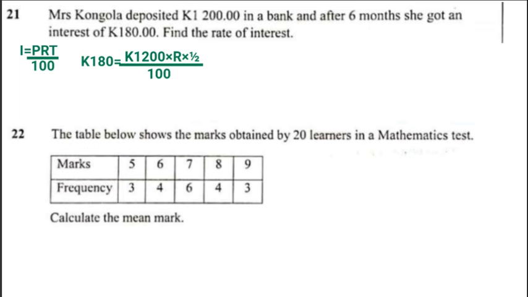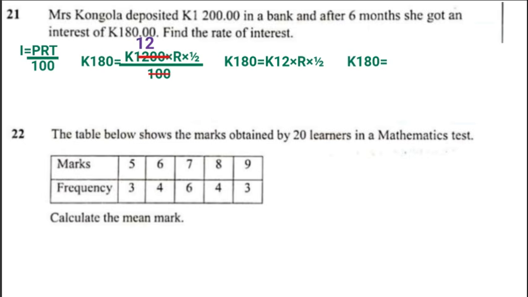Now here we can simplify the numbers so that we can go with just smaller numbers. So we're going to divide 1200 by 100. So 100 by 100, it's 1. Then 1200 by 100 is 12. Okay, so now we can write what we are remaining with. We are remaining with 180 kwacha is equal to 12 times R times 1/2, that is 6 months, half of a year. Okay, then once we've done that, we can multiply 12 by R.